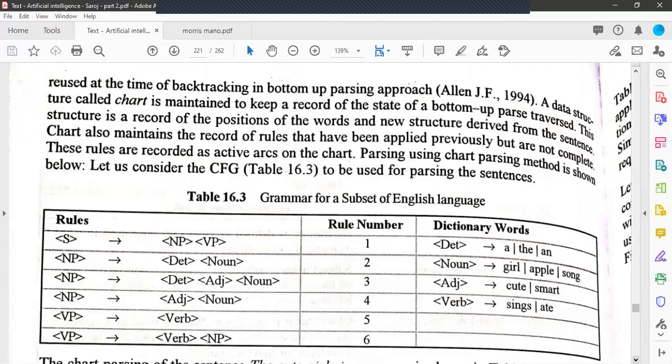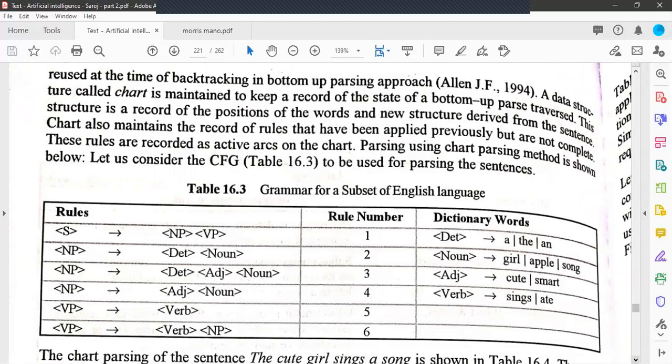And at the time of backtracking and bottom-up parsing, what it does is it reuses the chart. It creates some sort of elements that are reused. So a data structure called chart is maintained to keep a record of the state of the bottom-up parse traversed. It is traversing in a bottom-up manner and also creating a data structure called a chart. And that chart keeps a record of all the words that have been parsed.